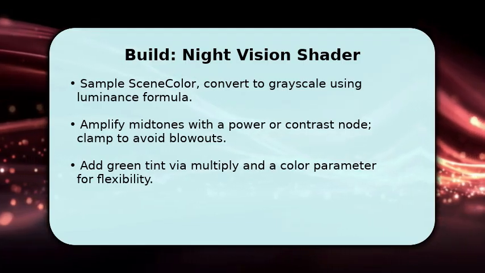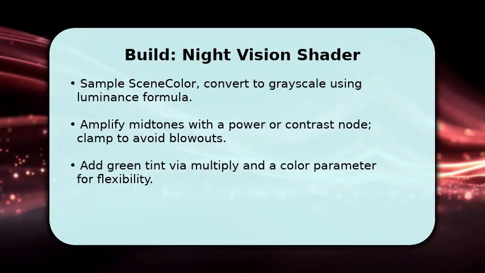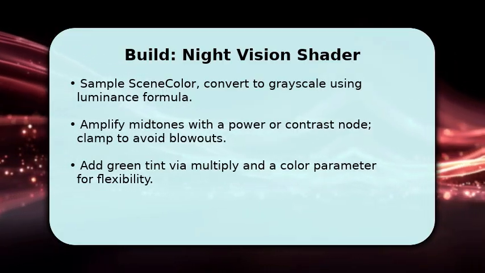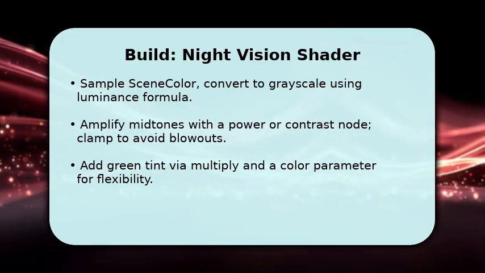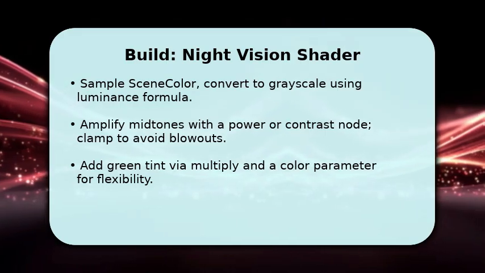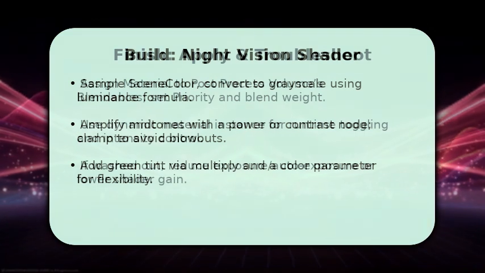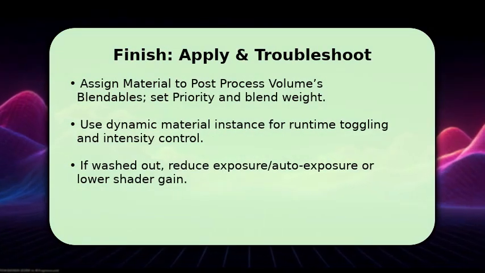Once stable, multiply the result with a configurable green tint. This makes the classic night vision look. Also add noise or film grain as a texture multiplied by intensity, because that simulates sensor noise. Finally, assign the material to the post-process volume's blendables and adjust blend weight and priority so it overrides other effects.